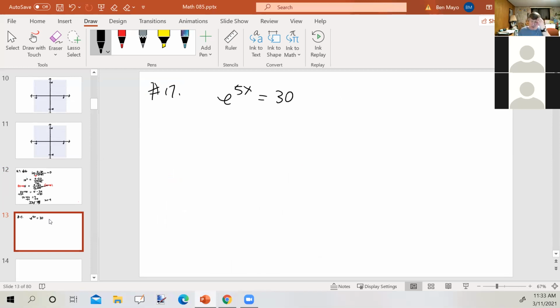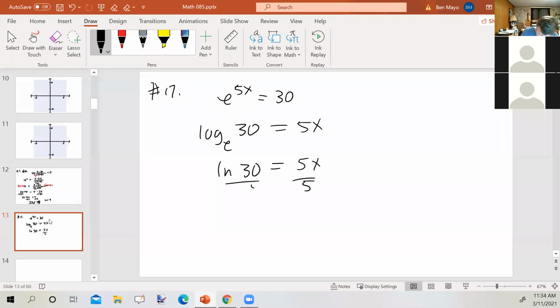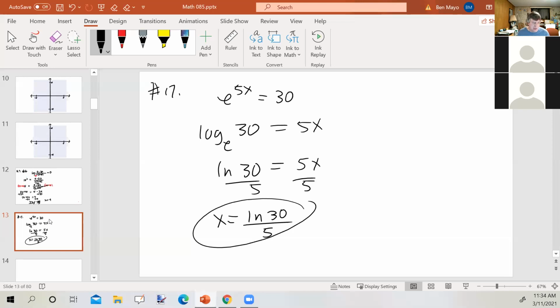So I want to solve for the exponent, so I'm going to use logarithms. So this is going to be log base e of 30 equals 5x. But log base e is just natural log, so the natural log of 30 equals 5x. Okay, dividing both sides by 5, x equals the natural log of 30 over 5. And it said give the exact solution. I see that the person put in a decimal answer. So the thing that was wrong about the answer was that it just wanted the exact solution, not the decimal approximation. Otherwise, it was correct.